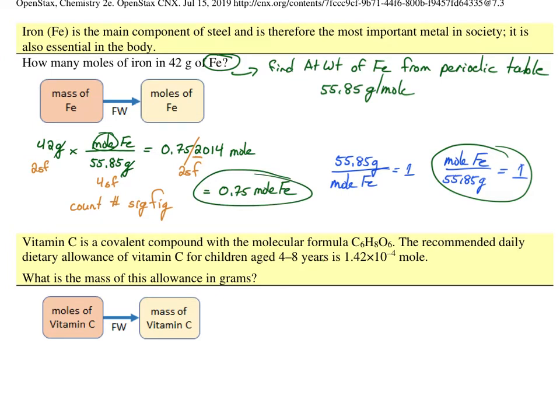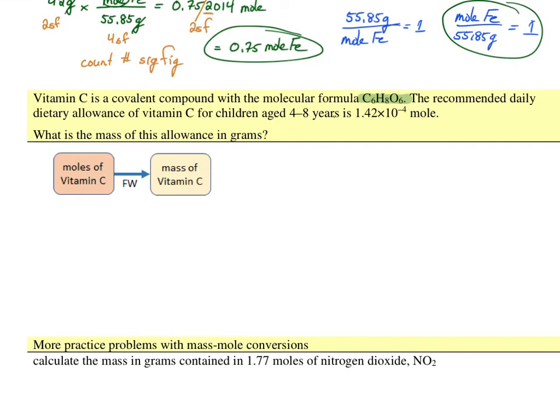Now this next problem, we're also going to be converting between moles and mass. So we're going to need the formula weight. In this case, our compound is vitamin C, and it has that formula, and they don't give us the value for formula weight of vitamin C, so we need to calculate it. We calculate the formula weight the same way we've been doing it. We add up the mass of each atom involved in one unit. So from carbon, we have 12 atoms, each weighing 12.01.